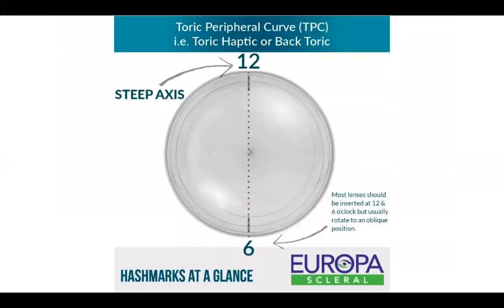Each toric diagnostic lens or ordered lens has hash marks that correspond to the steep meridian.